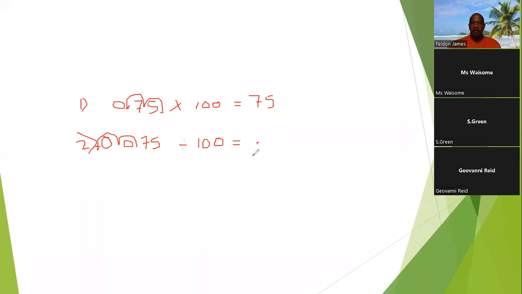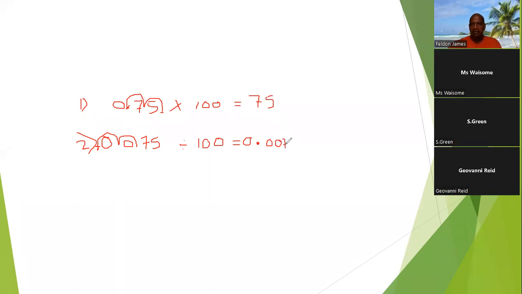Now, if we have no number in front of the point, we must insert what? What would we insert in front of this point? 0, sir. 0, right? So we insert a 0 in front of the point, and then the numbers that come after the point, we write them back after the point. So now we would have 0.